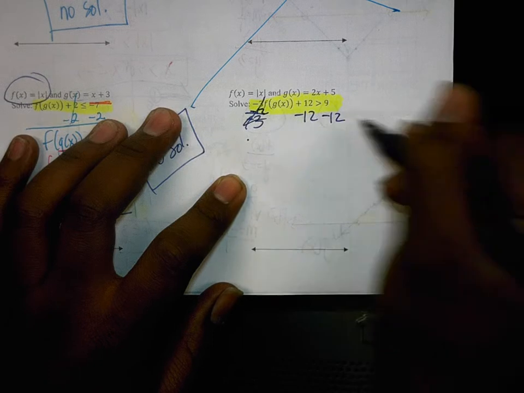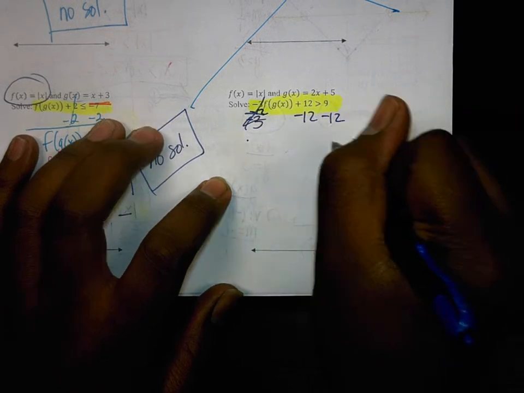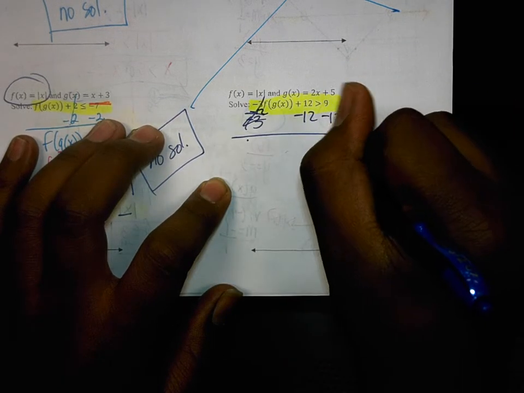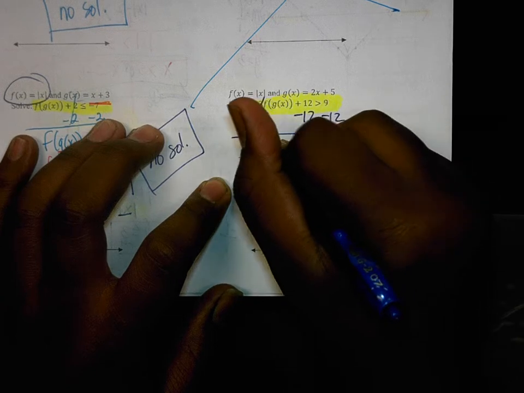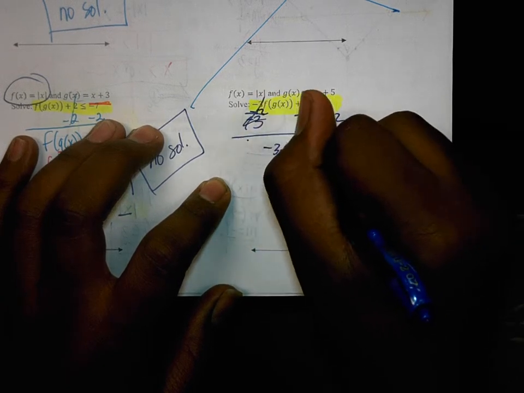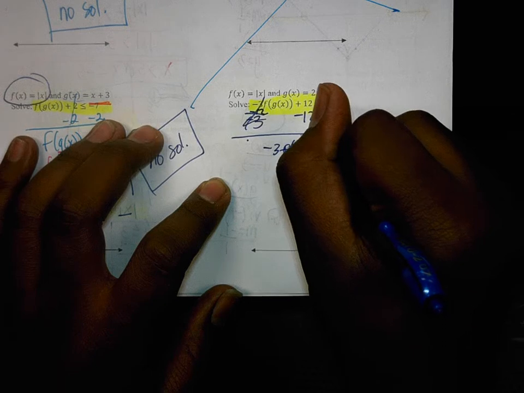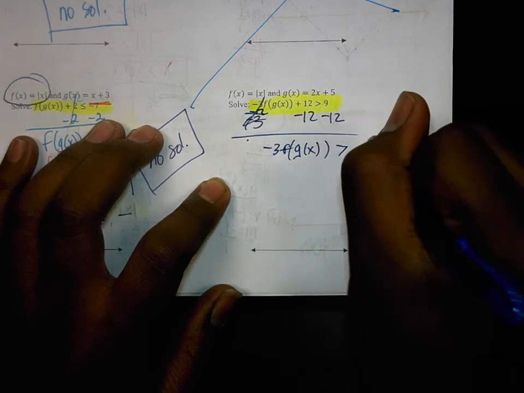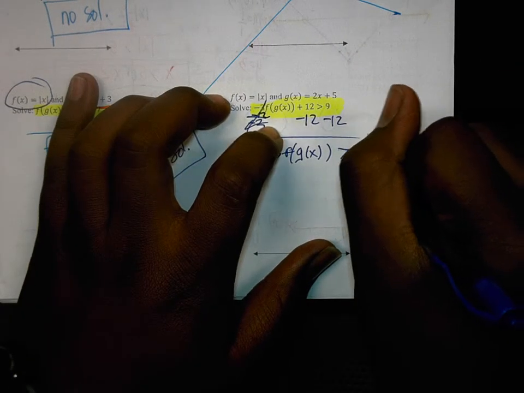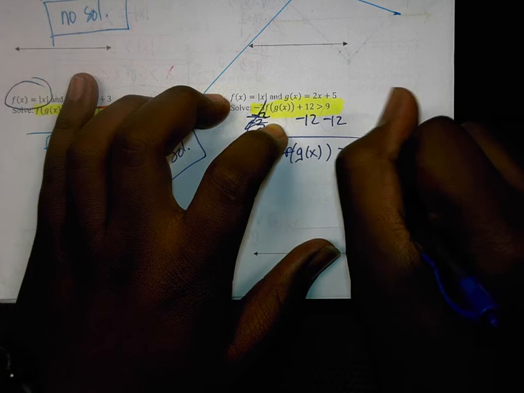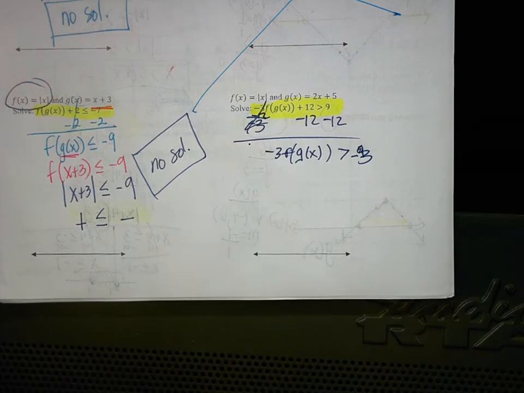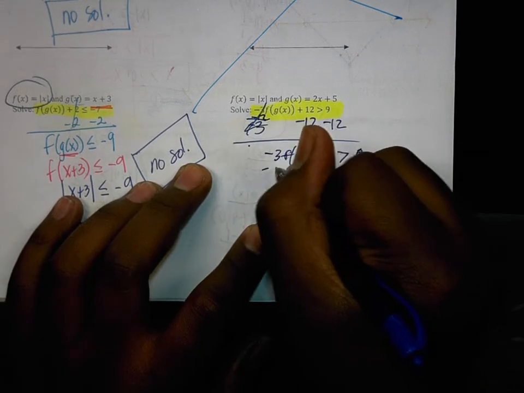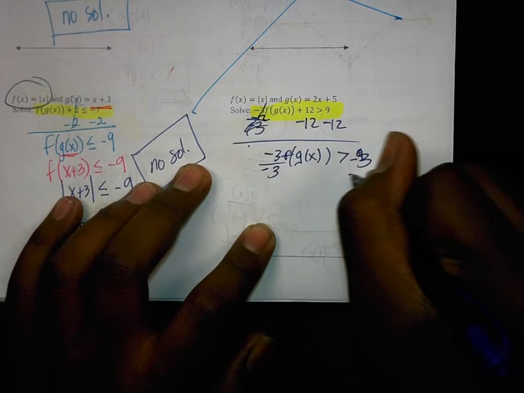Good. Okay, so then draw your line. We're left with -3 f of g of x. The 12 and the -12 cancel out, right? And we have greater than 9 minus 12, which is -3. Good job. Now we're going to divide both sides by -3. Did you change the symbol? Not yet, because we just subtracted 12. So adding and subtracting, you don't change anything.